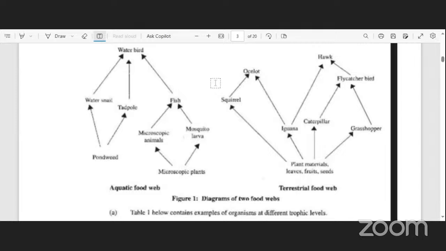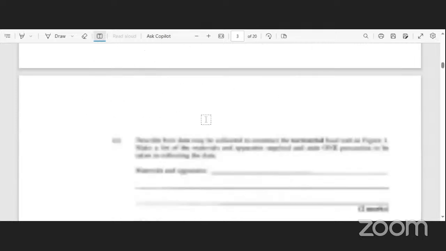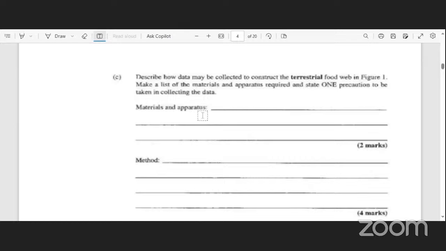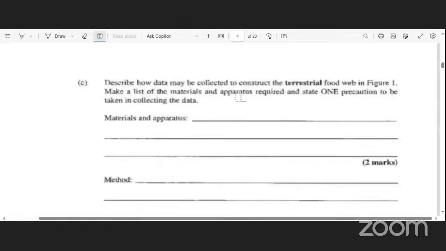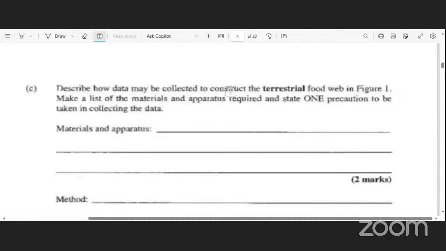Okay, let's move on to the next question. So it's a bit blurry. I hope that you guys can see it. So I'm trying to zoom in to make it even better.